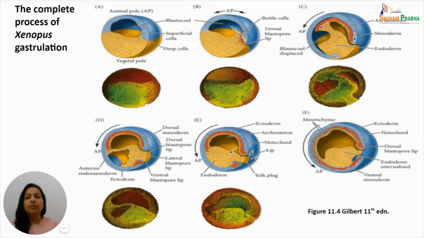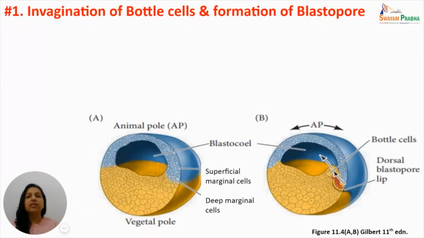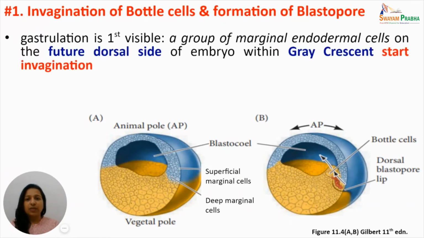This diagram shows the complete process of gastrulation in Xenopus. We will discuss all these diagrams and stages one by one. So the first stage is invagination of bottle cells and the formation of the blastopore. Gastrulation is first visible when a group of marginal endodermal cells on the future dorsal side of the embryo within the Gray Crescent start invagination. As you see, this yellow zone shows the endodermal cells. Now, when a group of marginal endodermal cells present on the future dorsal side of the embryo start invagination, we say that gastrulation has just begun.